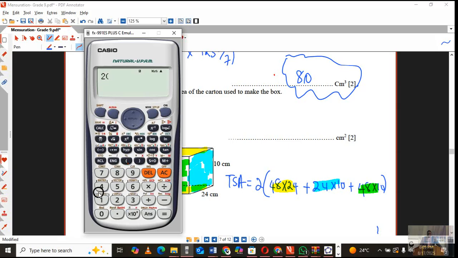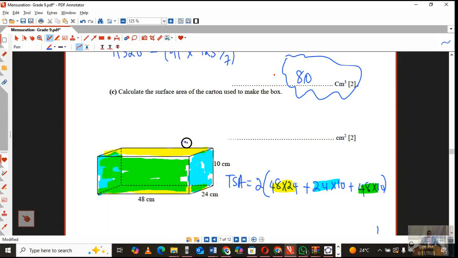So 48 times 24 plus 24 times 10 plus 48 times 10. Okay, and hit enter. 3,744. Just make sure 48 times 10, 24 times 10, 240. Okay, 3,744. So that's 3,744 square centimeters.